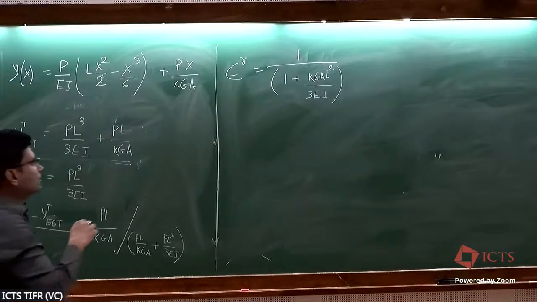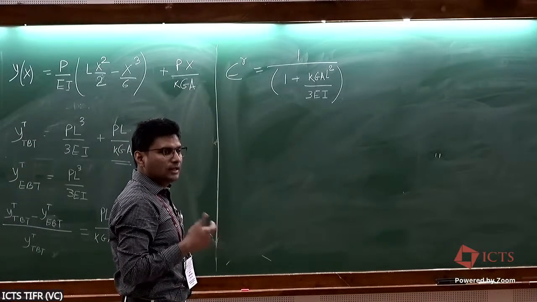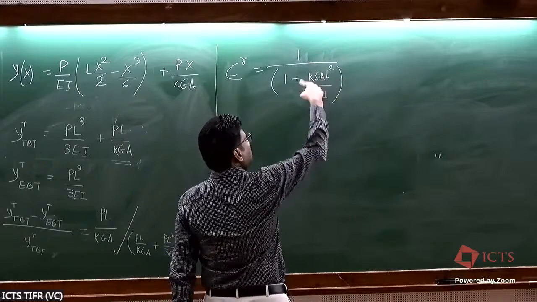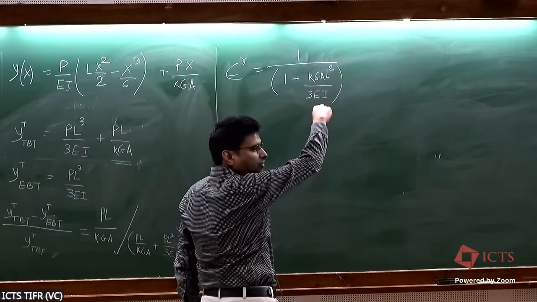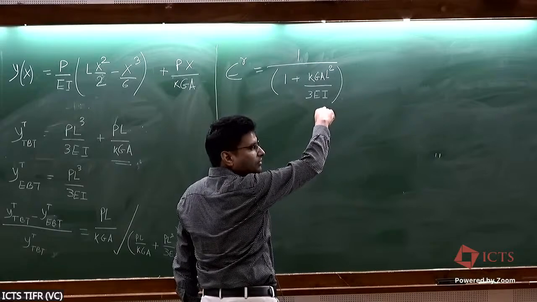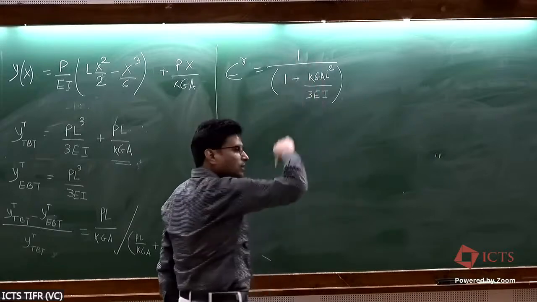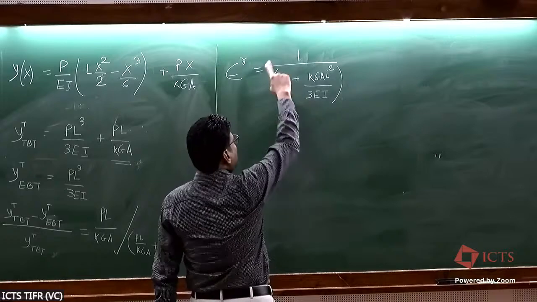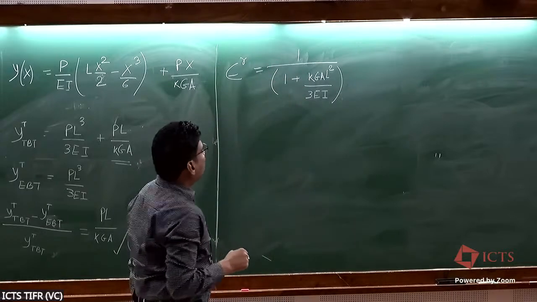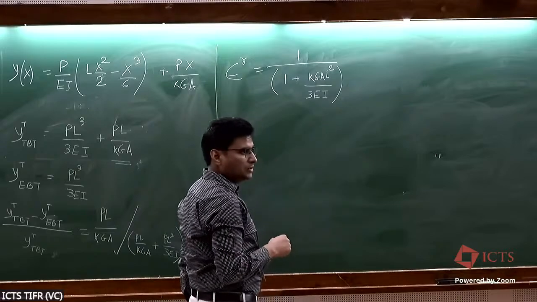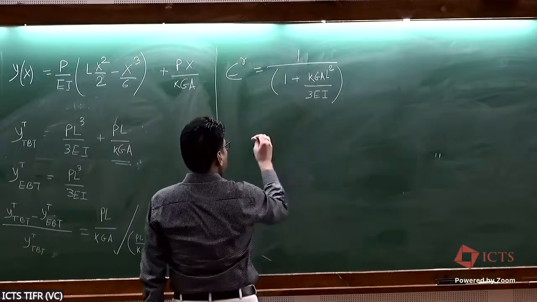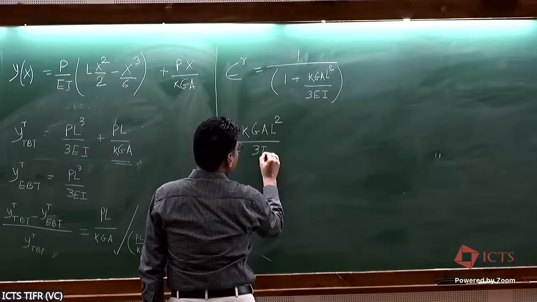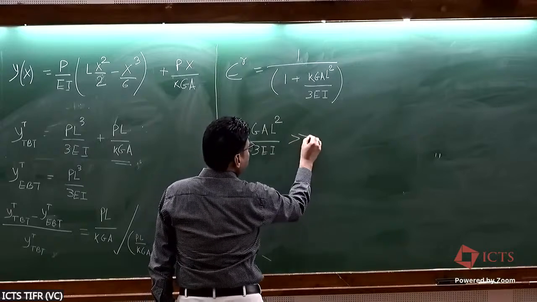And we want that this error should be small, no? If EBT should work, then this error should be small, which means this number should be much, much larger than 1, right? Then only the denominator will be like, let's say 10 or 100, and then the error would be 1%. If this is 100, then the error would be 1%. So we want this to be much, much larger than 1. KGAL square over 3EI should be much, much larger than 1.